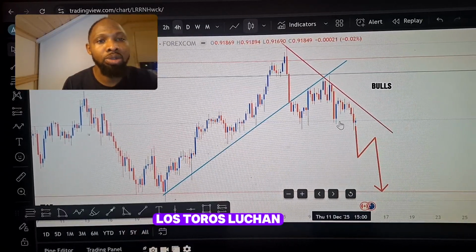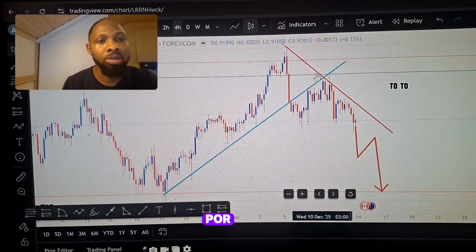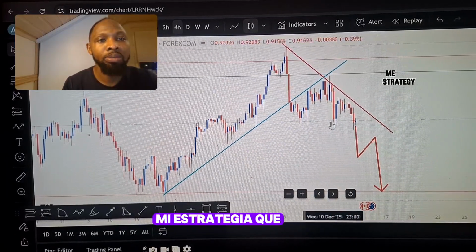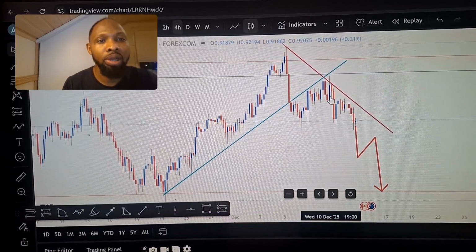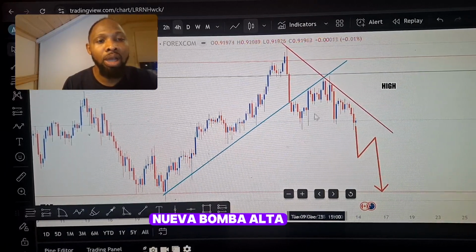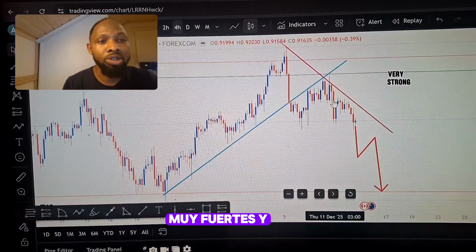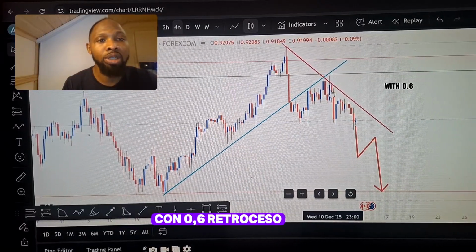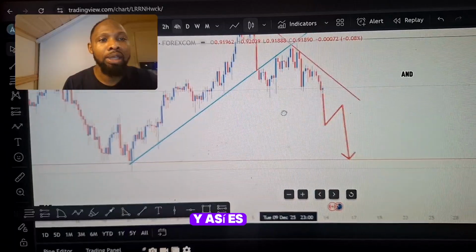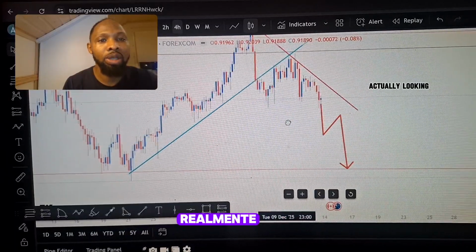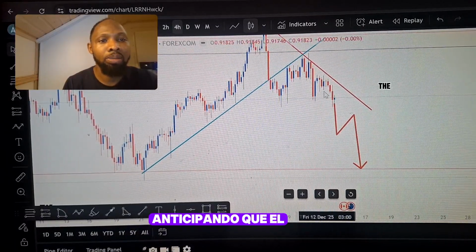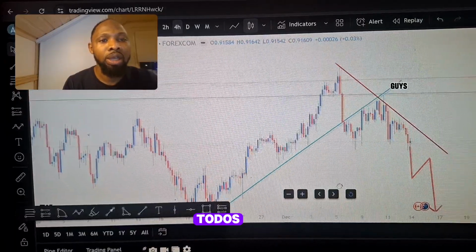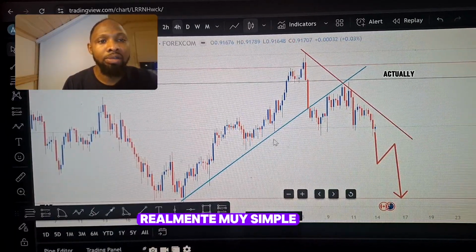retested again. The bulls struggled; we can see that I made this trend line off the lean on me strategy. The market tried to go again to make a new high, but the bears were very strong, and then they retested in that area with the 0.6 Fibonacci retracement. And this is how I'm actually looking. I'm anticipating that the market will drop to this level. So guys, this is actually very simple.